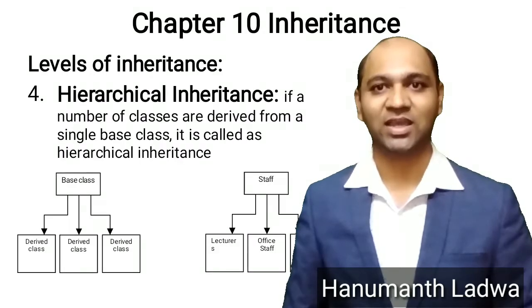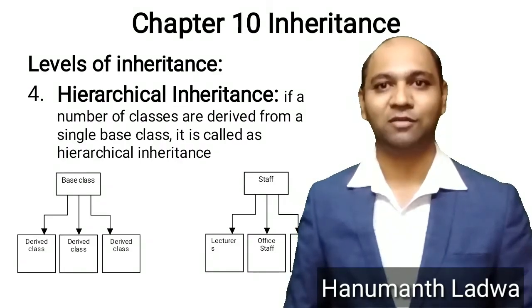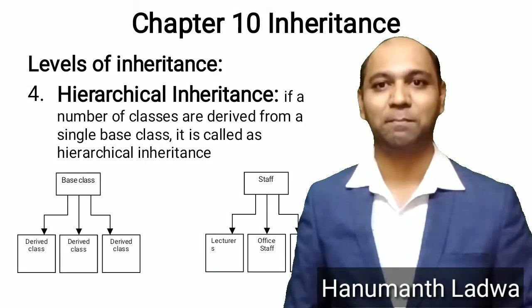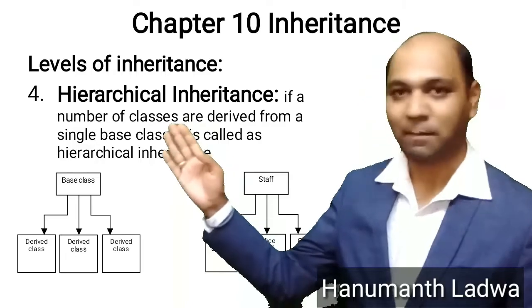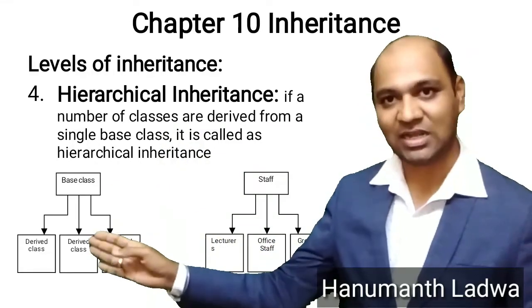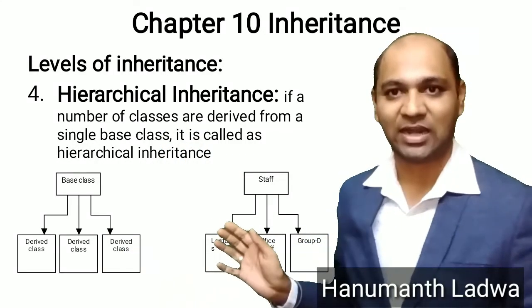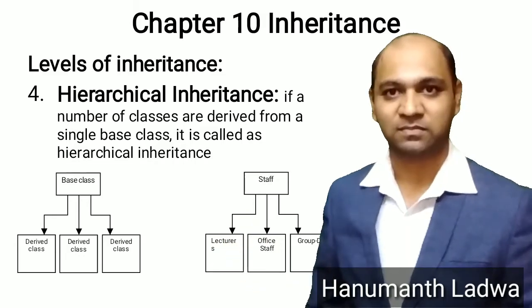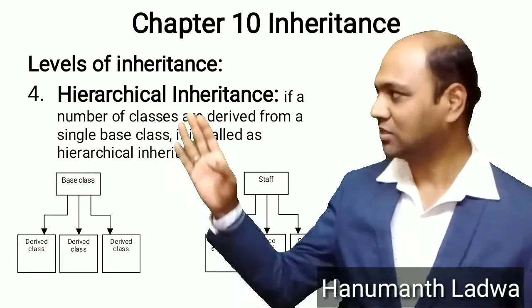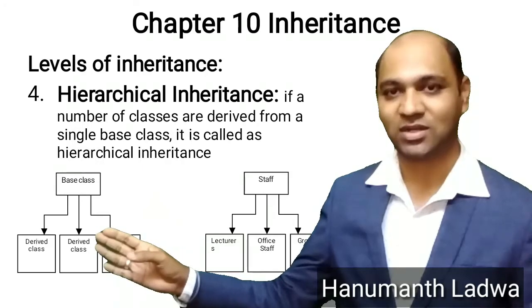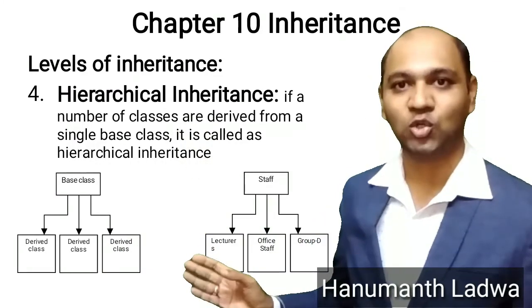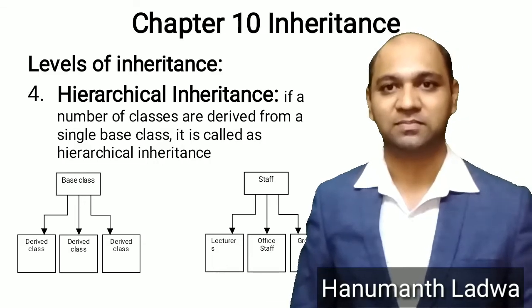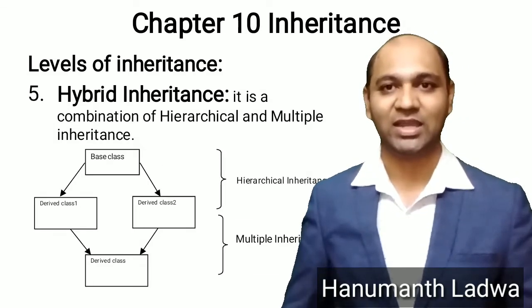Now we'll study hierarchical inheritance. If a number of classes are derived from a single base class, then such inheritance is called hierarchical inheritance. Here you can see the example: base class, and then derived class 1, derived class 2, derived class 3 and so on. Now let us take an example. Here staff is inherited to lecturers, then to office staff, and then to group D staff.